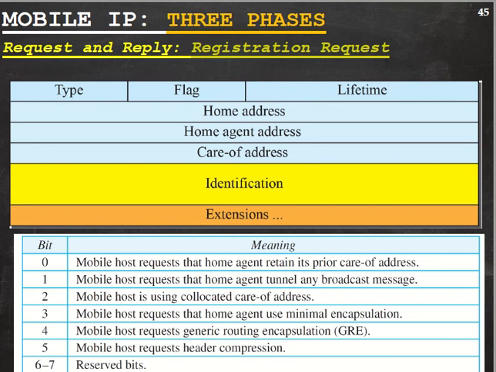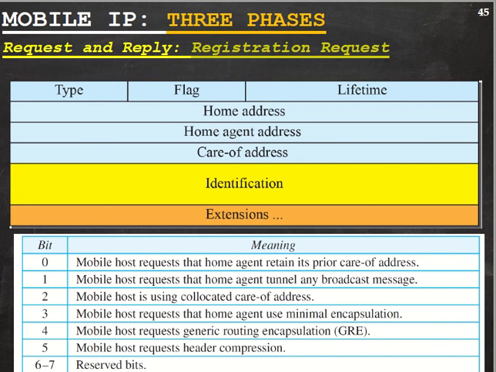So as we saw, registration is a process wherein, to register with a foreign agent and a home agent, the mobile host uses two steps, which are called registration request and registration reply. As you can see in the previous diagram, there was a registration request and registration reply in order to complete the registration. So the first one is registration request.